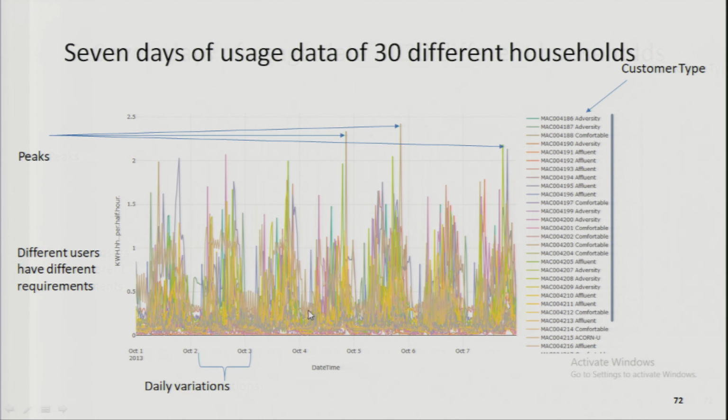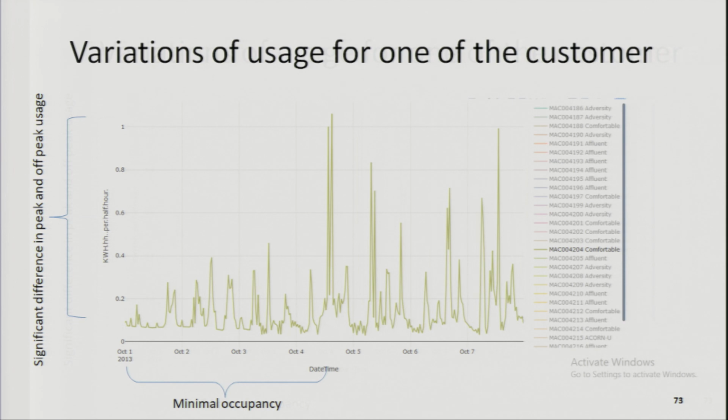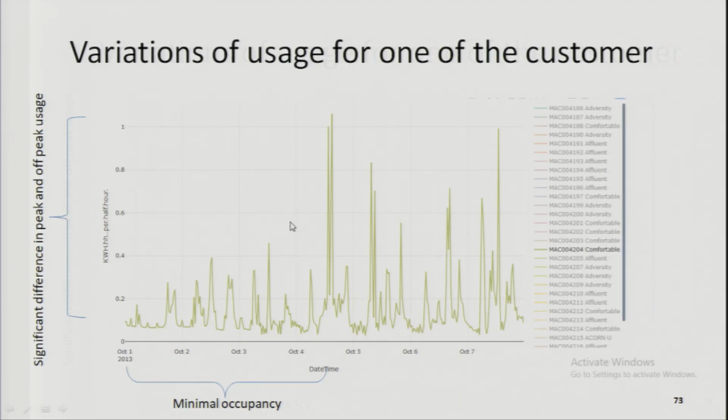So let's look at the next slide where we are looking at a single user. I just picked one of the users. Here I see there is a significant difference in the peak and off-peak usage. It might be that this user was away or only minimum occupancy was there in the initial few days, but later on the occupancy in the house has increased. So by performing these analyses, you can derive multiple insights and inferences such as the occupancy level in the house.